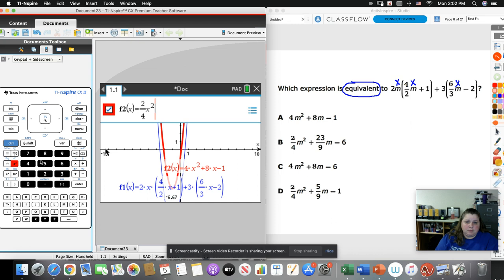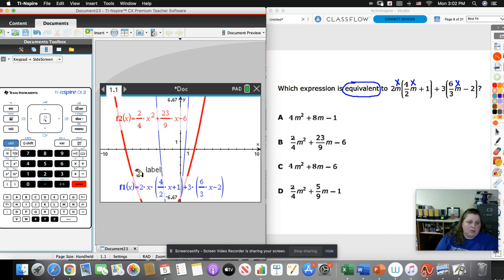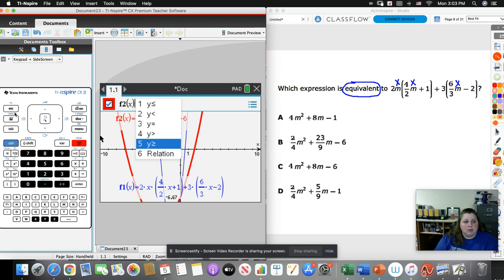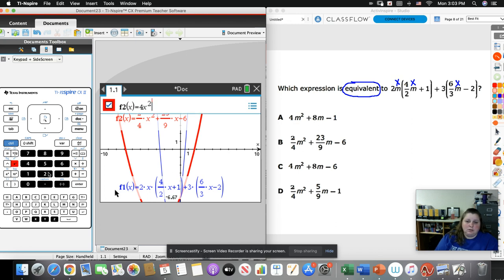X squared plus control divide, 23 over 9, X minus 6, enter. Those 2 are not the same. So again, tab, up arrow key. I'm going to delete this out. Oops. Your calculator actually won't do that. 4x squared plus 8x minus 6, enter.